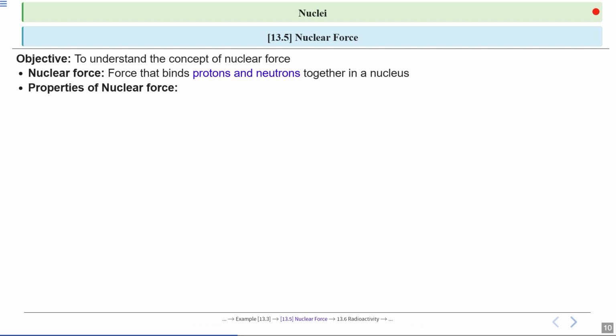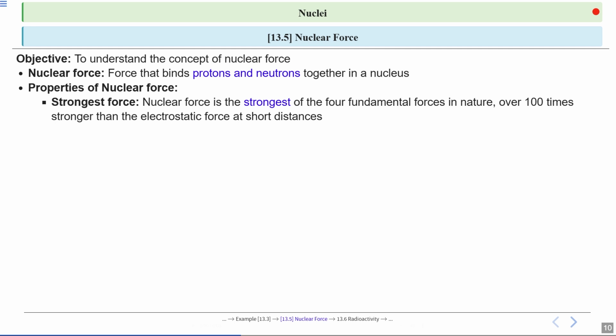Next, let's look at some important properties of the nuclear force. Understanding these properties will help us see why the nucleus is stable and how nuclear reactions occur. First, notice that nuclear force is the strongest of all the fundamental forces in nature. It's over 100 times stronger than the electrostatic force, but only at very short distances. This incredible strength is what keeps the nucleus from flying apart, even though the protons are trying to push away from each other.